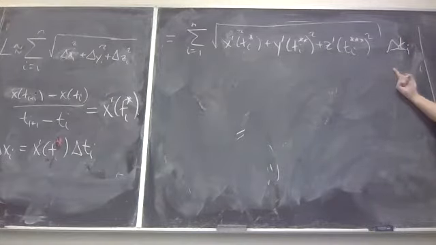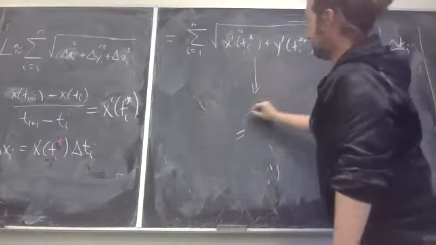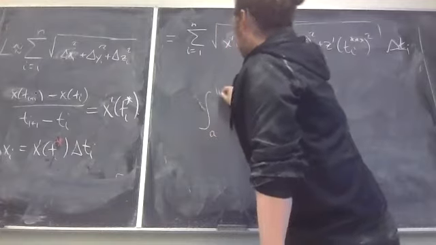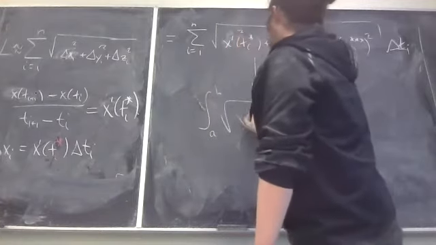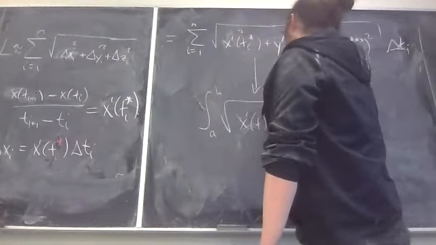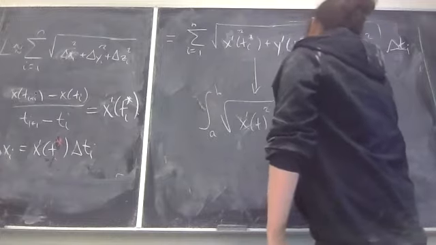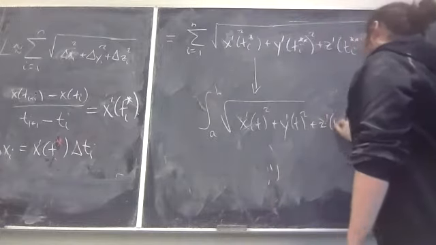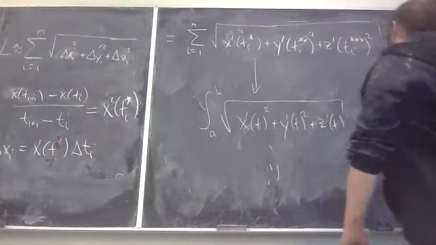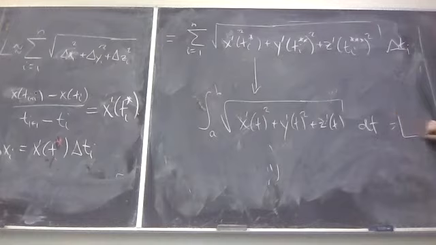And that is a classic sort of thing that turns into an integral when you take the limit. You take the limit of this, and what you get is the integral from a to b of the square root of x prime of t squared plus y prime of t squared plus z prime of t squared. That's how we define the limit.